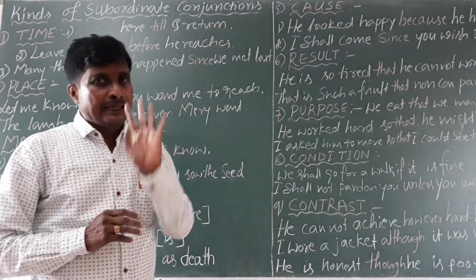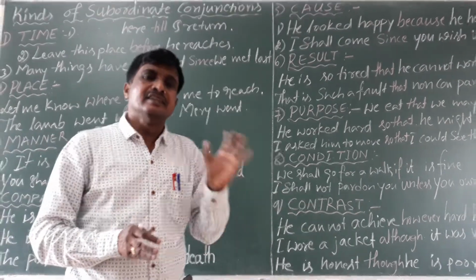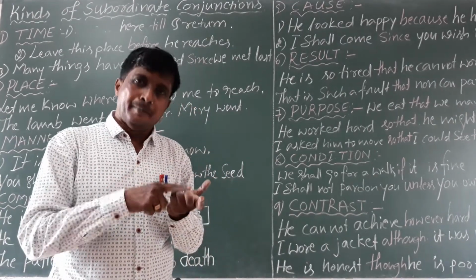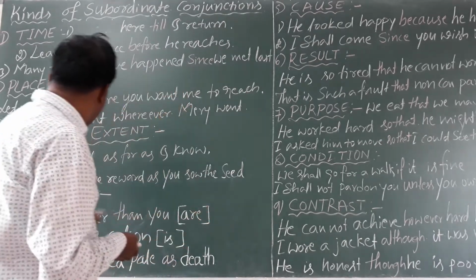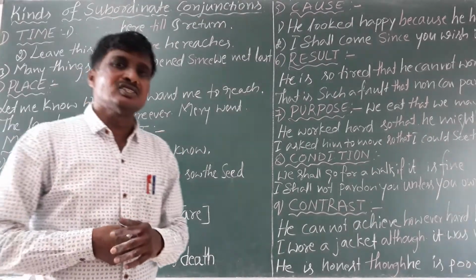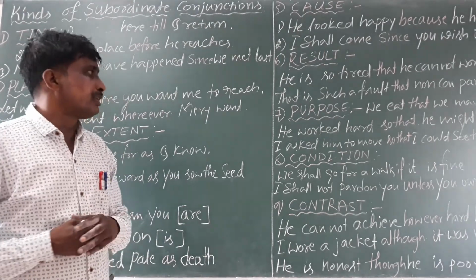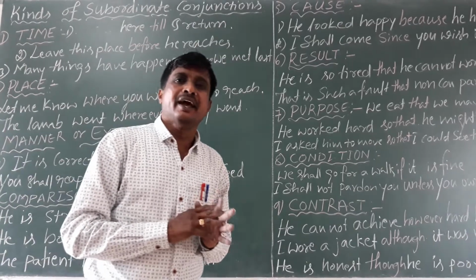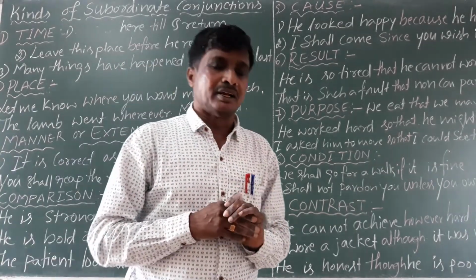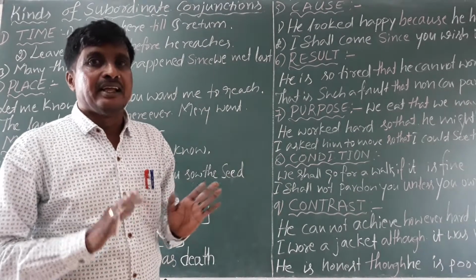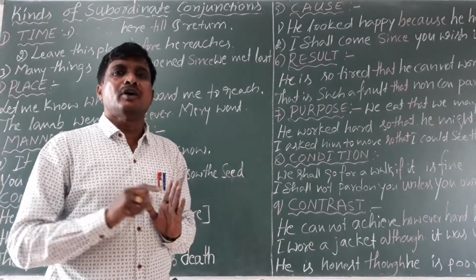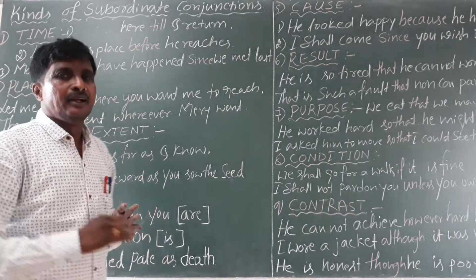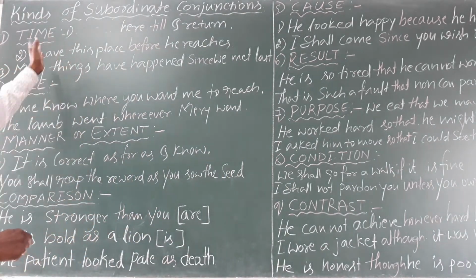We have 9 kinds of subordinate conjunctions: time, place, manner or extent, comparison, cause, result, purpose, condition and contrast. Like this we have 9 classifications. Let us discuss in detail with the help of suitable examples, one by one.